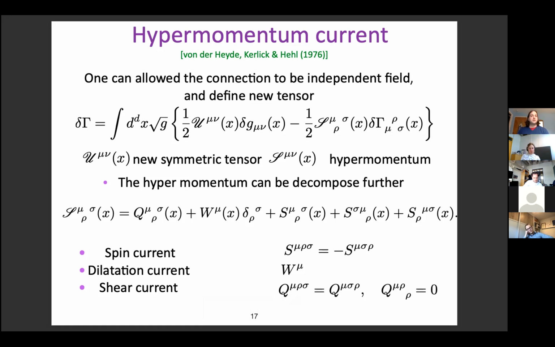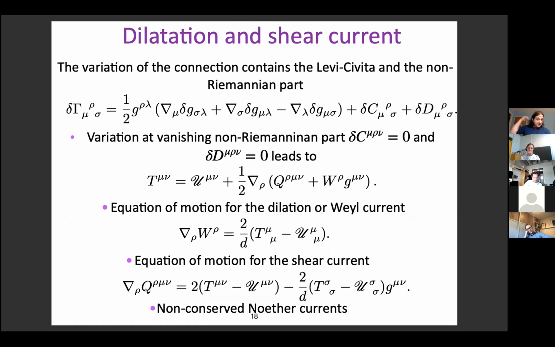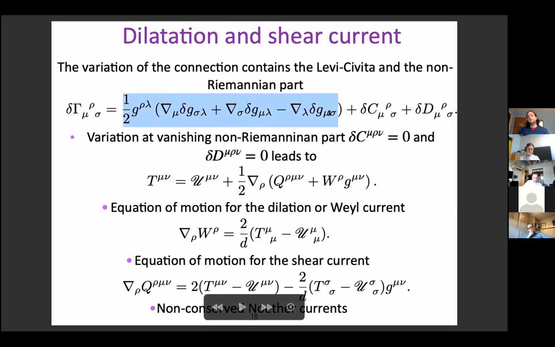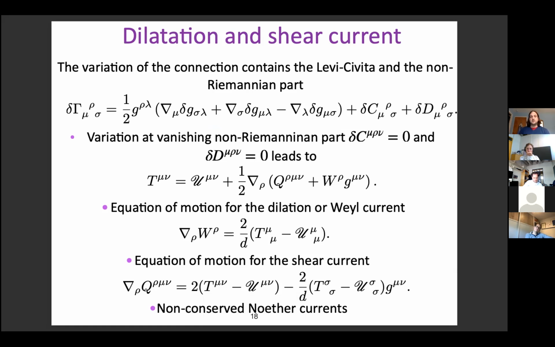What are these two objects? In this case, I take a generic variation of the connection. And a generic variation of the connection, in principle, has two pieces. One is what we are used to: the Levi-Civita part, so the variation of the connection, which you then relate to the variation of the metric. And then plus these two other pieces, which are there if you allow a really generic connection. So your manifold is not Riemannian anymore. You can define the structure, and these extra pieces are parameterized.